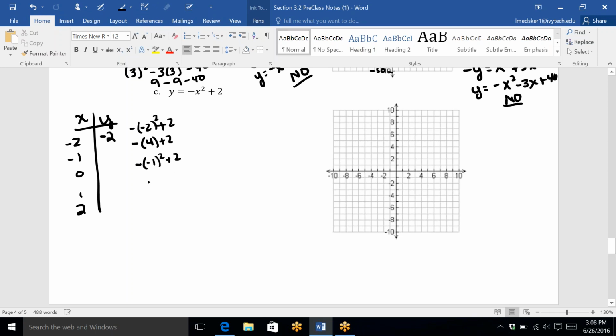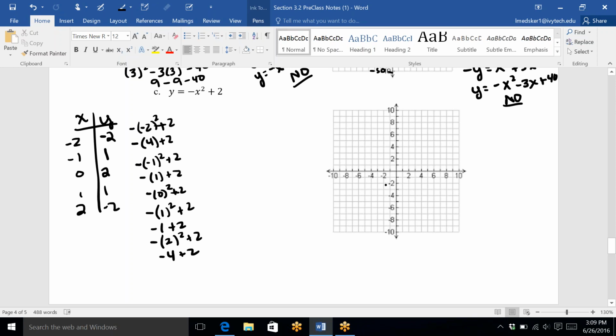-1 squared plus 2. That would be +1 plus 2. So then negative times +1 is negative. So that would be just 1, because you're going to get -1 plus 2 is 1. -0 squared plus 2. 0 times anything is 0. So that's just going to be 2. +1 squared plus 2. That'd be just -1 plus 2, which is 1. And -2 squared plus 2. And that gives me -2 again.